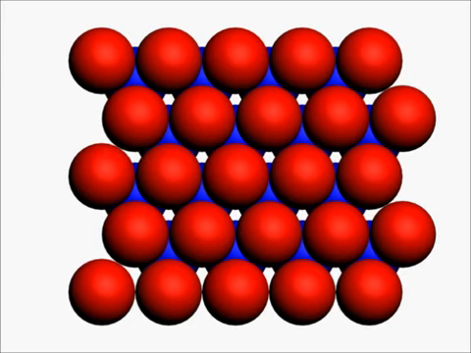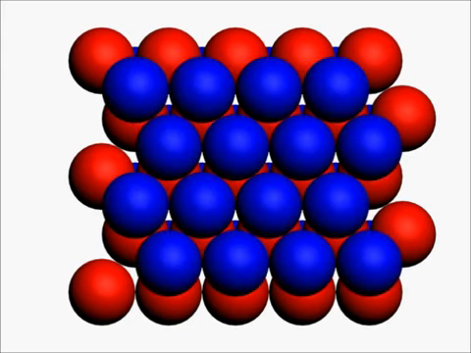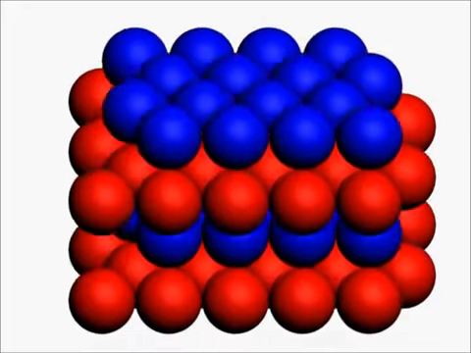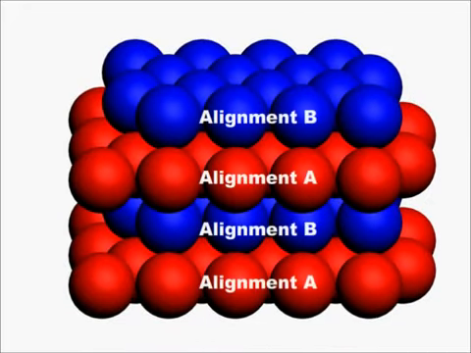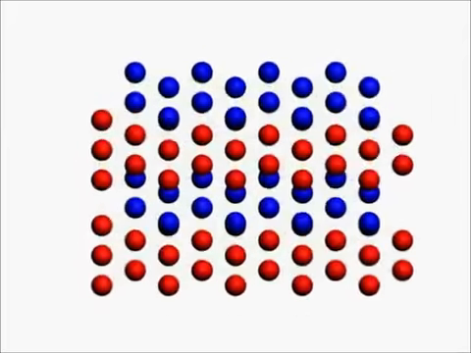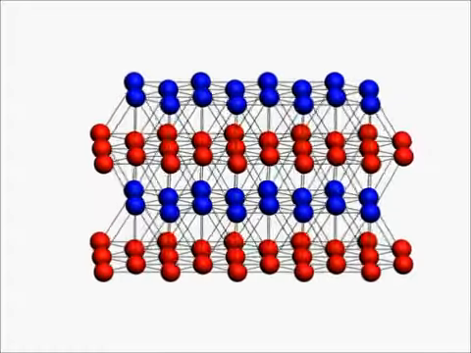With similar reasoning, we keep a fourth layer on top of the third layer and see that the second and fourth layer have the same alignment B. This pattern of close packing is called ABAB type pattern. We make the spheres a little smaller and join the centers with straight lines to understand the shape.